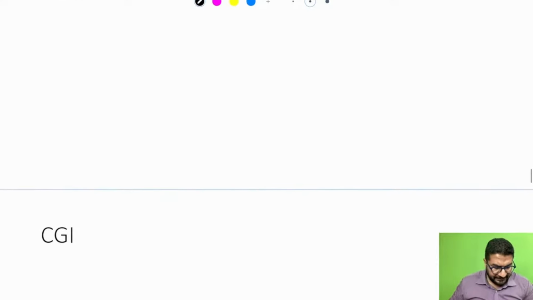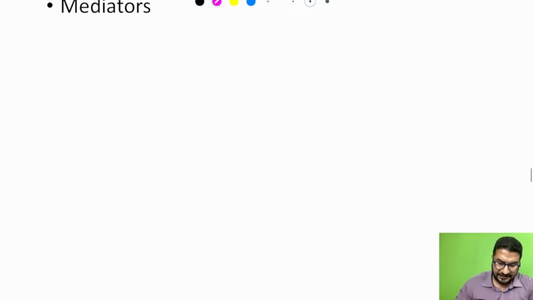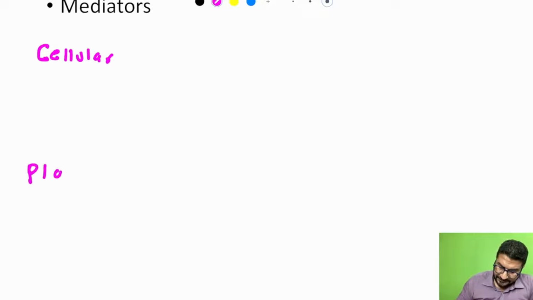Okay, then we have different mediators. There are many mediators. In cells we have different types of mediators, like these mediators are in the cells, so we call them cellular mediators. Or sometimes these mediators are in the plasma. Am I clear? So understand this: a mediator can be in the cells or in the plasma.